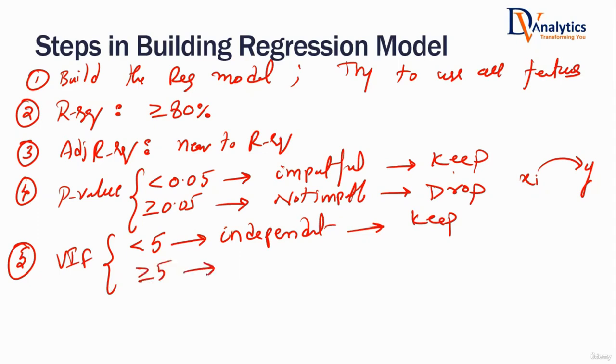Greater than or equal to 5, that feature is dependent on others. Then what should I do? Drop. But while dropping, you need to be careful. You have to drop sequentially, one by one. Is that true? Yes, sir.